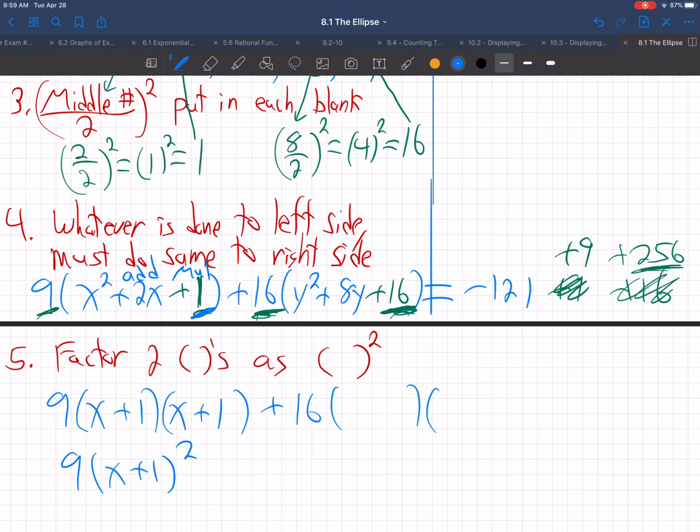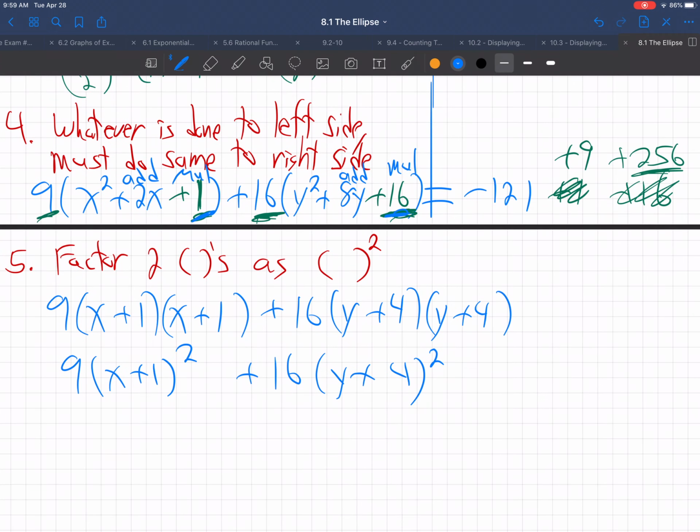It's going to do the same thing. It's going to be y. What multiplies to be 16 adds to be 8? 4 and 4, which is the same thing twice, so we say squared. See how it made them? That 16 was just what it needed to factor as a square.